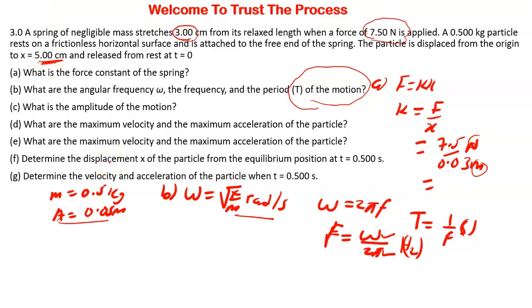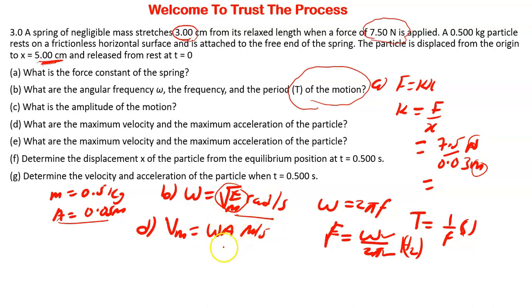Part D. What are the maximum velocity and maximum acceleration of the particle? So, finding the maximum velocity, the Vmax is given by the angular frequency multiplied by the amplitude. The angular frequency has been calculated in the first part of part B. Then the amplitude has also been given. It's just a matter of plugging in the values and punching. So this one is going to be meters per second.